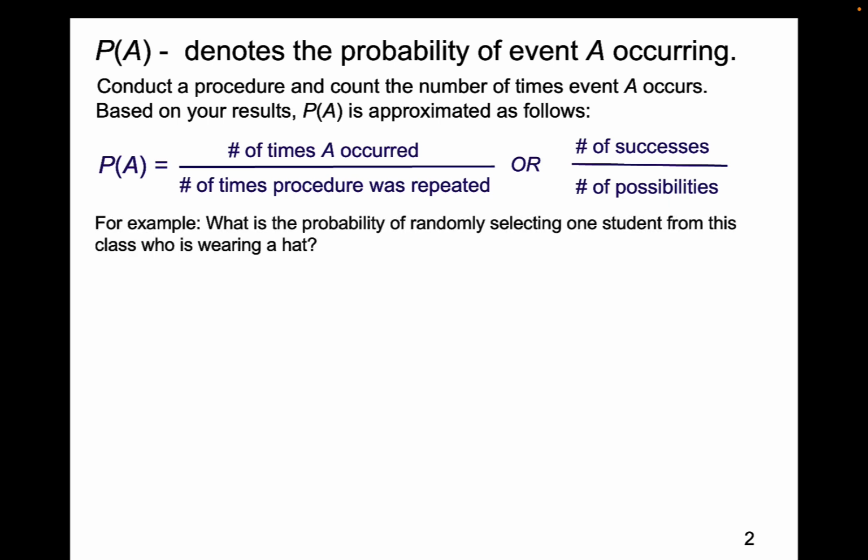Let's see an example. What is the probability of randomly selecting one student from this class who is wearing a hat? So pretending we were face-to-face right now, we would write that out as capital P, open parentheses, wearing a hat. That's the event we're looking to find the probability that it occurs. Close parentheses, equal sign, and then we're going to set up a fraction. Our numerator would be the number of us in the class wearing a hat right now. And our denominator would be the total number of students in the class right now, because that would be the number of possible people wearing a hat.